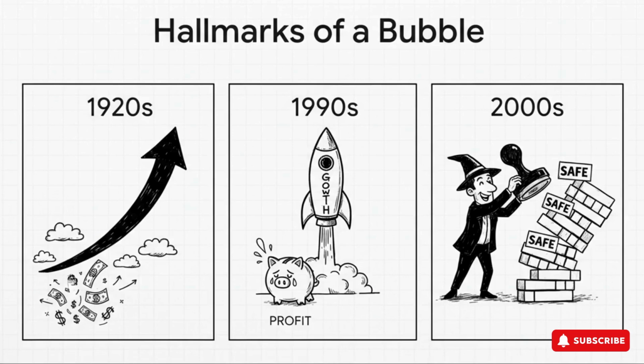And here's what that speculative mindset looked like. Back in the 20s, people were borrowing incredible amounts of money. Get this, 40% of all consumer debt, just to gamble on stocks. Then in the 90s, you had startups proudly telling everyone that profits were for old, boring companies. And in the 2000s, well, Wall Street wizards took the riskiest home loans you could imagine, these subprime mortgages, packaged them all up, and somehow convinced the world they were rock-solid, safe investments.